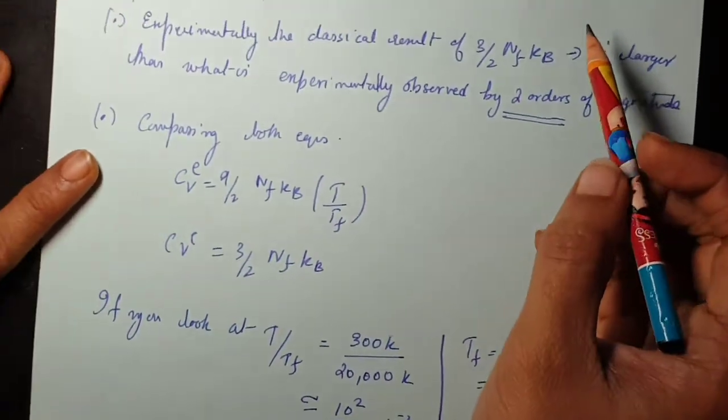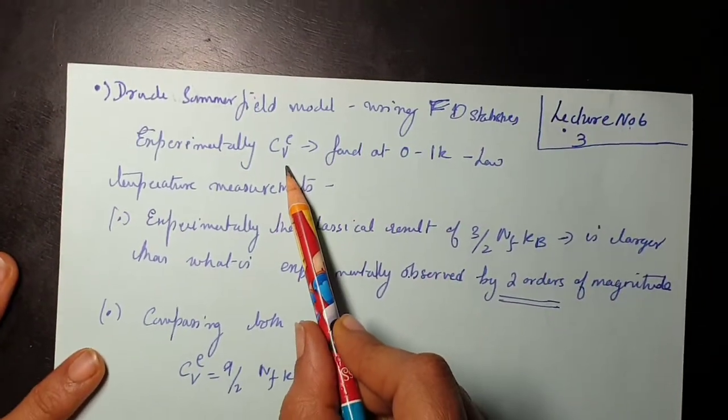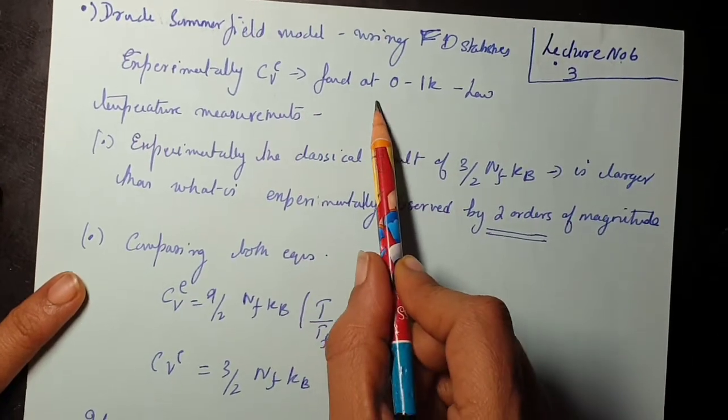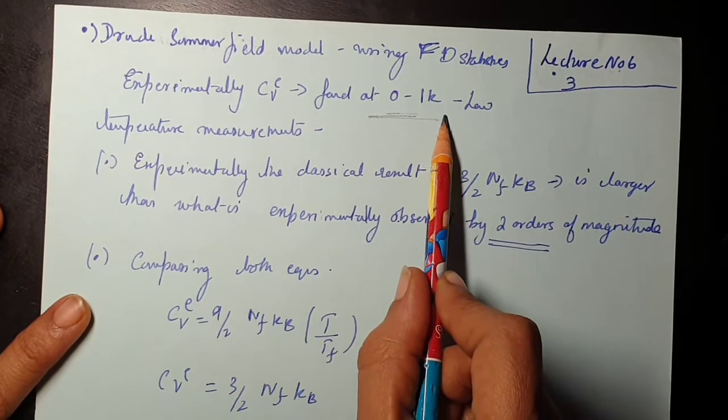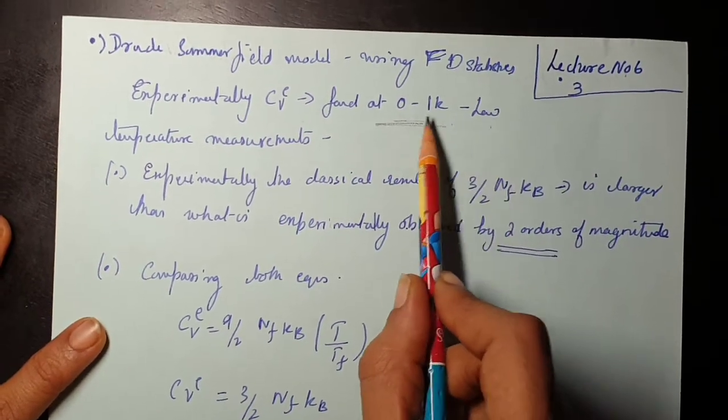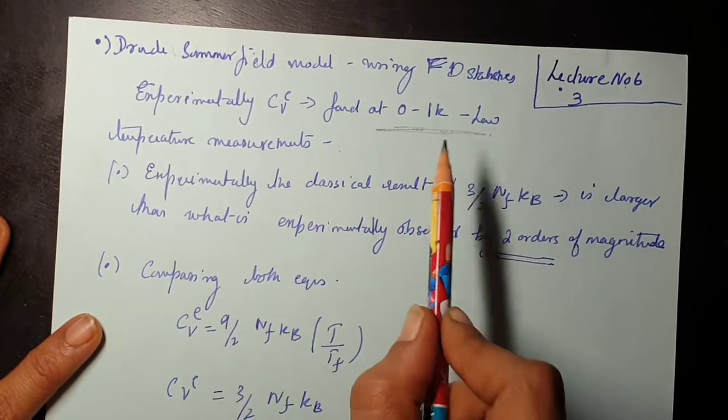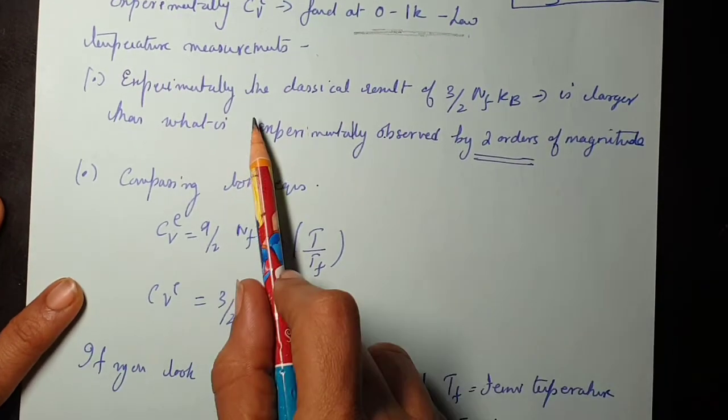So now another thing is that this electronic specific heat becomes only important at very low temperatures, below 10 degrees Kelvin or between 0 to 1 degree Kelvin. So it can be found only during low temperature measurements.